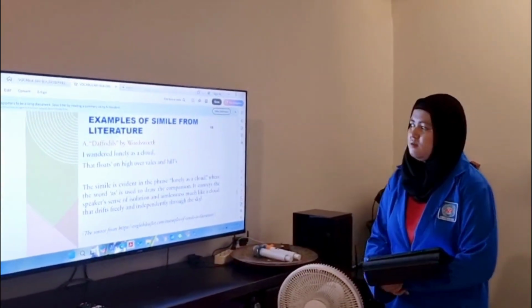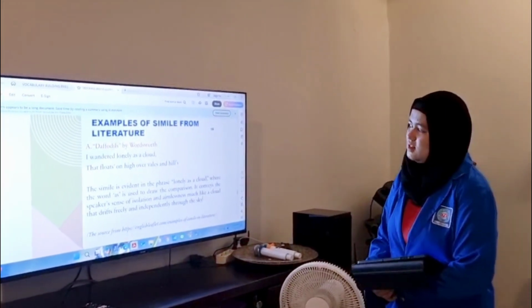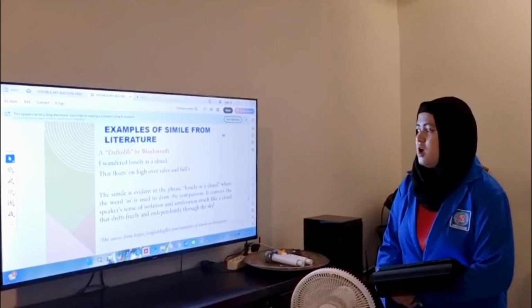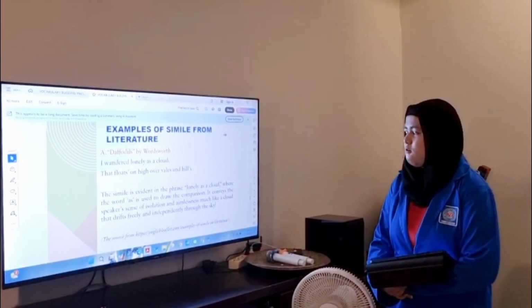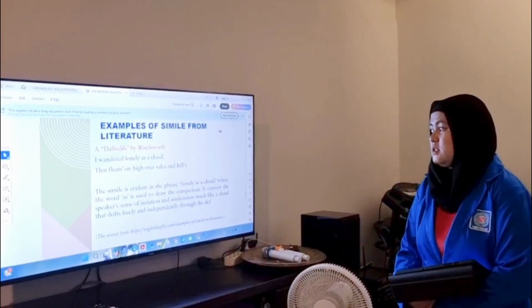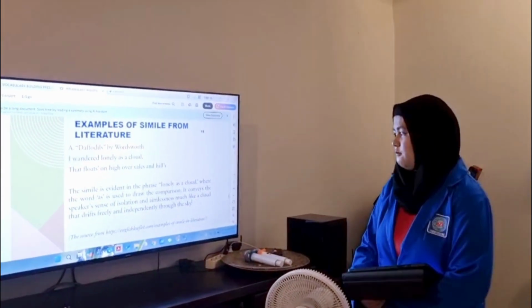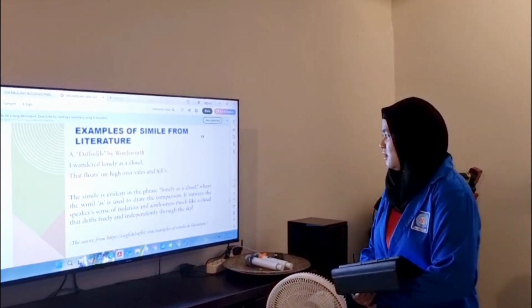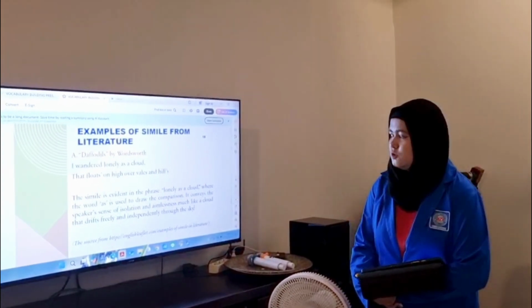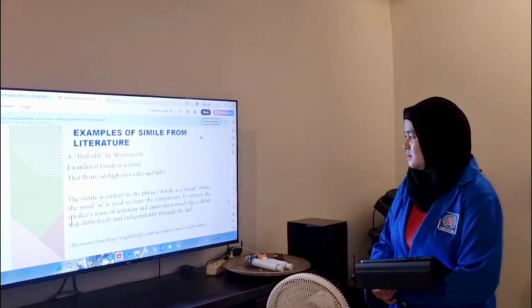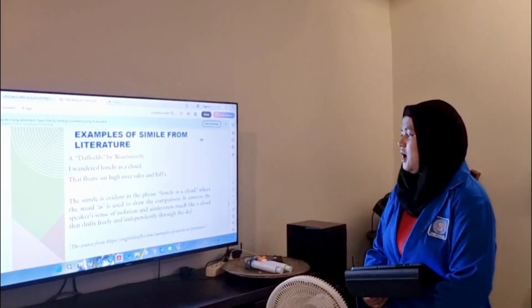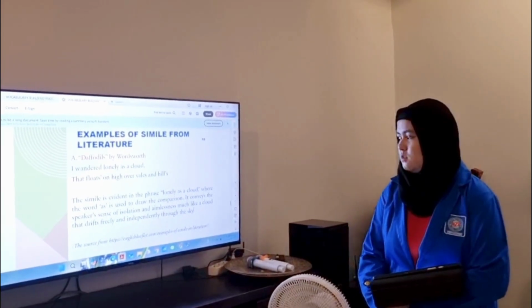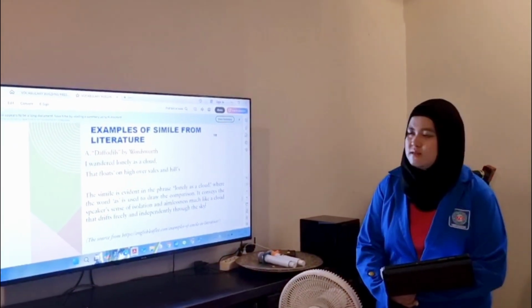Examples of simile from literature. The first one is Daffodils by Wordsworth. I wander lonely as a cloud that floats on high over fells and hills. The simile is evident in the phrase lonely as a cloud, where the word as is used to draw the comparison. It conveys the speaker's sense of isolation and aimlessness, much like a cloud that drifts freely and independently through the sky.